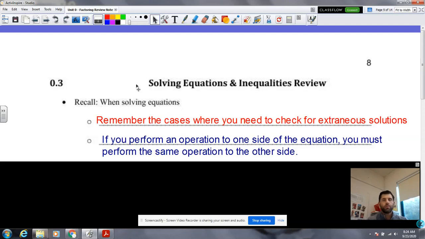So we're on section 0.3, solving equations and inequalities. There's a couple things I'm going to skip over just for the sake of time. So if you do want to look at those, you either look them up on your own or we can talk about them in class.